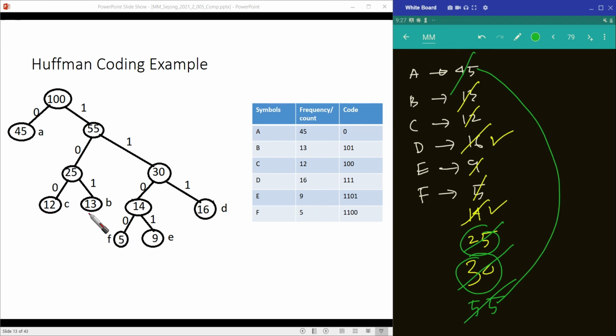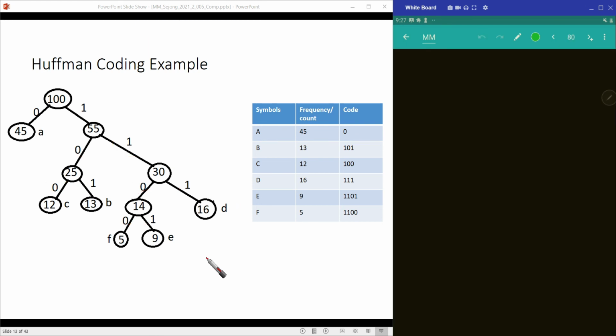Once you have that, you assign all the left branches 0 and all the right branches 1. So this is 0 and this one is 1. Similarly, this is 0 and this is 1. Same way, this is 0, this is 1, and definitely this is 0, this is 1. Now once you assign 1s and 0s, you go back and see what the code is for A. The code for A is just 0, and this is exactly the code for A. And what is the code for B?